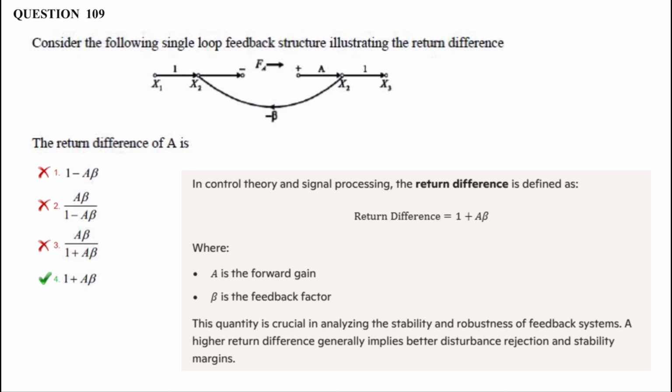Next question. Consider the following single loop feedback structure illustrating the return difference. The return difference A is. So in control theory and signal processing, the return difference is defined as 1 plus A beta, where A is forward gain, beta is a feedback factor. So correct answer is option 4.